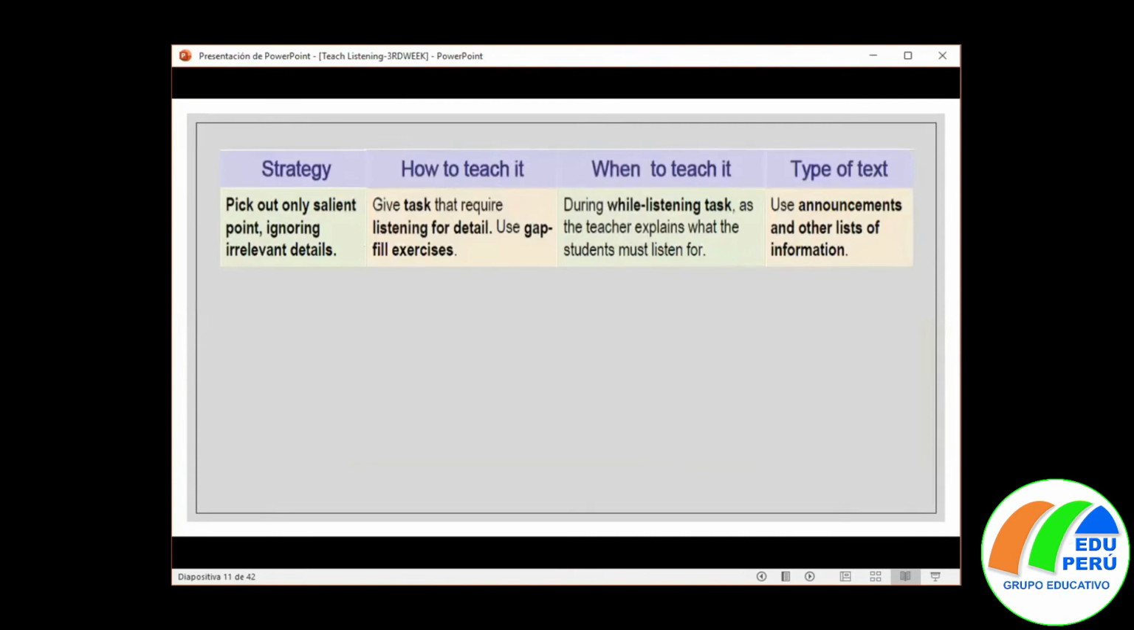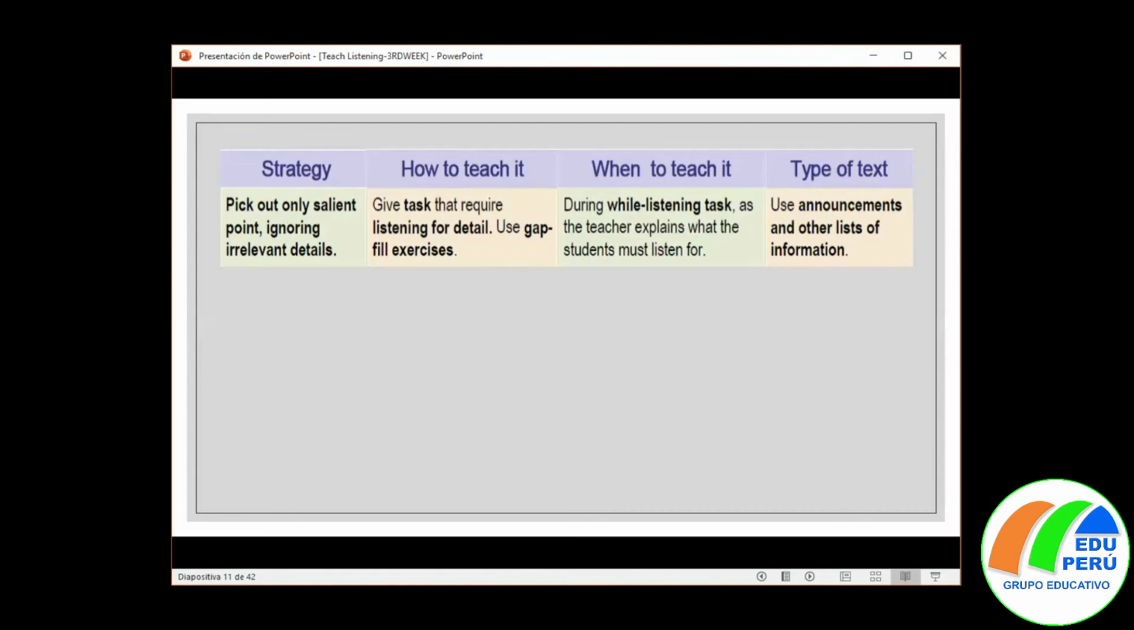Another one, pick out only salient points, ignoring irrelevant details. How to teach it? Give tasks that require listening for detail. Use gut feel exercise. And notice here that you use again this activity, gut feel exercise. And you use it to get details, listening for detail. When to teach it? During while listening task, as the teacher explains what the students must listen for.